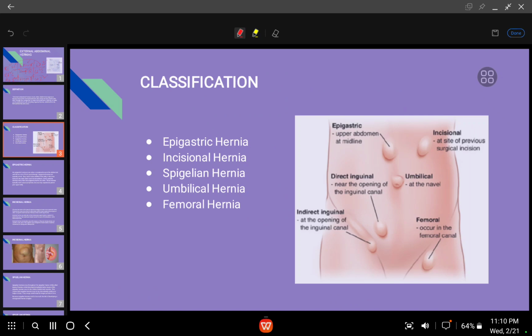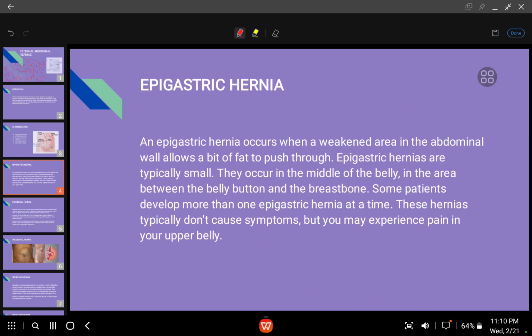So what is the classification? The classification includes epigastric hernia, incisional hernia, spigelian hernia, umbilical hernia, and the femoral hernia. Let's discuss one by one.